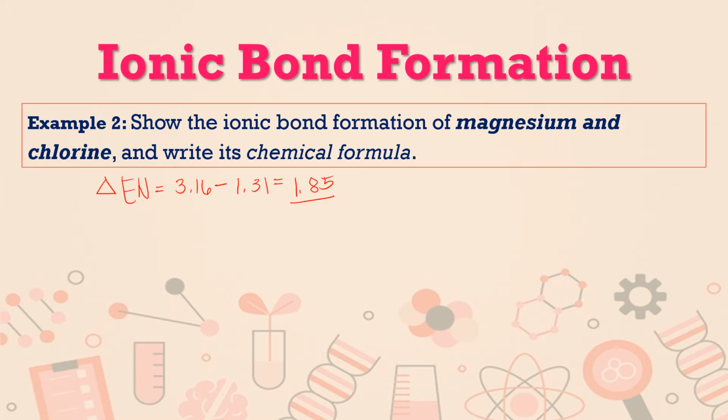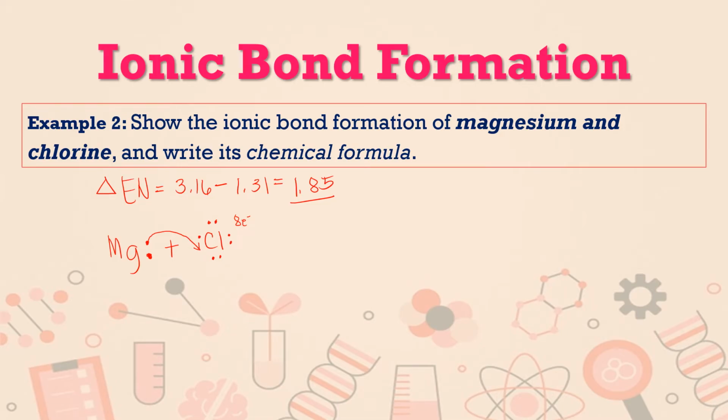So just like the previous example, we write each element's Lewis dot structure. Magnesium belongs to group 2, so it has 2 electrons, plus chlorine belongs to group 7. So we have 1, 2, 3, 4, 5, 6, 7. So again, magnesium, since it is a metal element, will lose its electrons. So 1 electron will be given to chlorine to make this 8. But if you look at the magnesium, it still has 1 remaining electron.